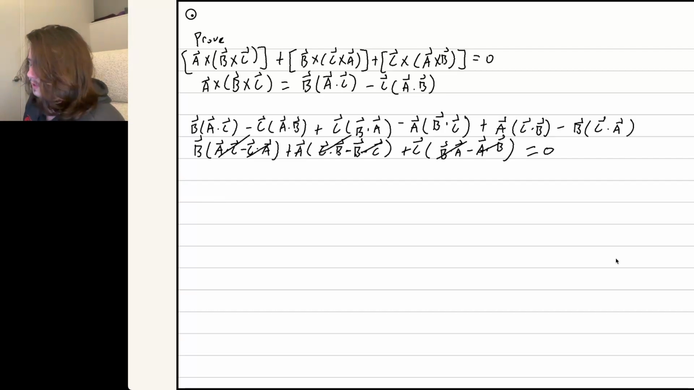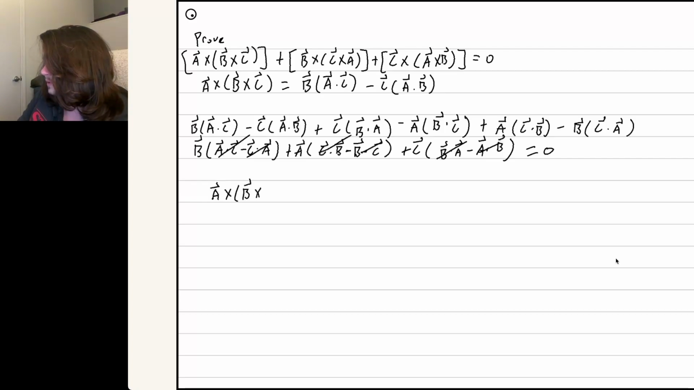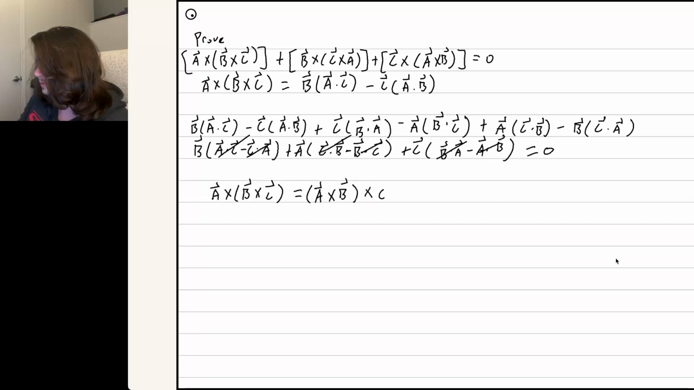That's not too bad. Next part of the problem asks us, under what conditions is A cross B cross C equal to A cross B cross C, with the parentheses placed differently?